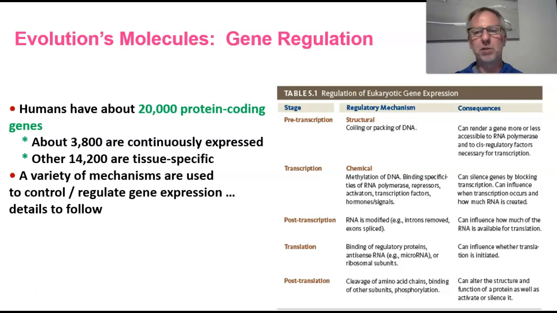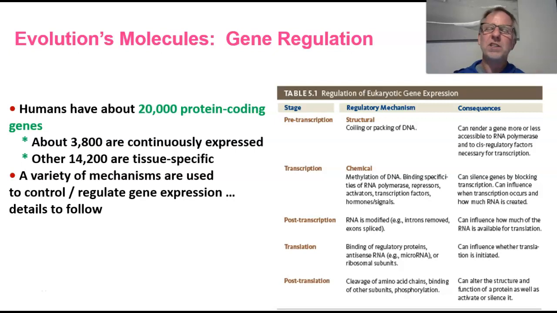Then we've got post-transcription, where RNA is modified, as I mentioned a few moments ago. Introns are removed and exons are bonded together to make a final messenger RNA. So depending on which exons, which parts of the pre-messenger RNA are removed, that is going to determine what the final messenger RNA information has. Number 4, we've got translation itself. And so we can have the binding of regulatory proteins and things like microRNAs that actually regulate the process of translation, even determining whether it's initiated or not.